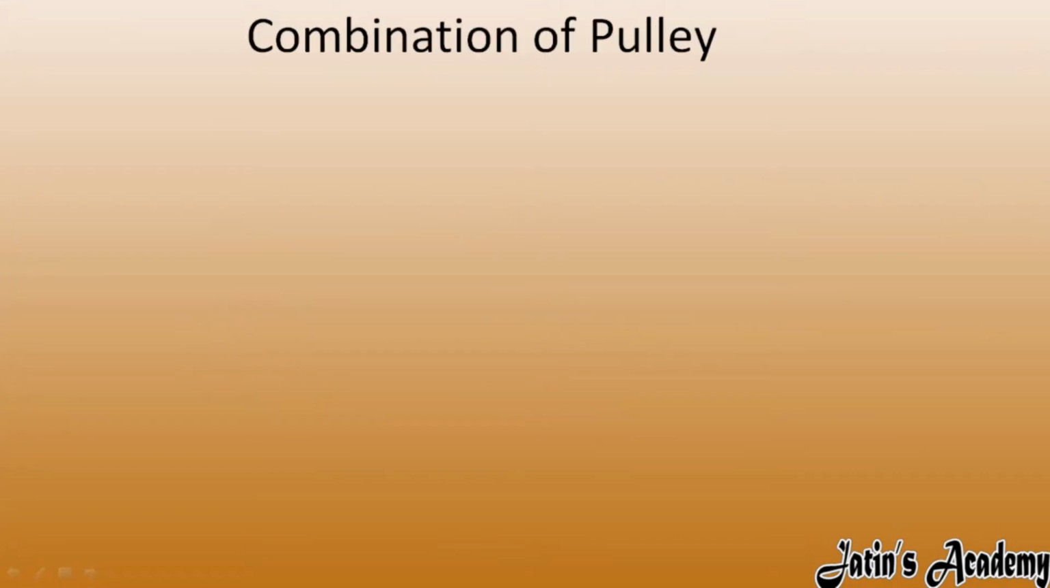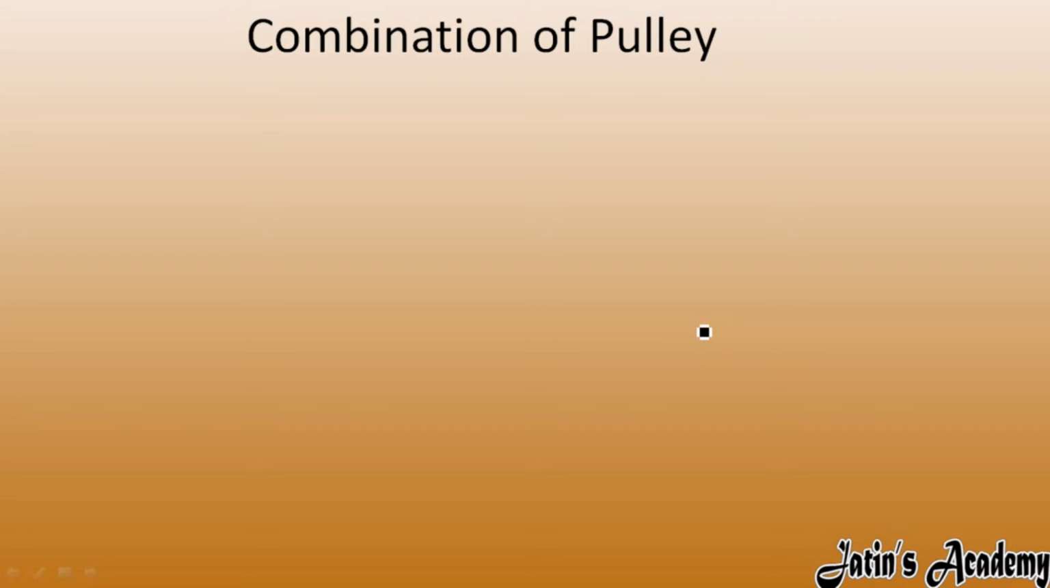Next we have combination of pulleys. In order to lift heavy loads, we require a number of pulleys. In case of one pulley, we have seen that a single fixed pulley is only used to change the direction of force, and a movable pulley can give mechanical advantage, but it is very less, only 2. If you require a large mechanical advantage, then you have to use a combination of pulleys, means a number of movable pulleys along with a fixed pulley to change the direction of force.